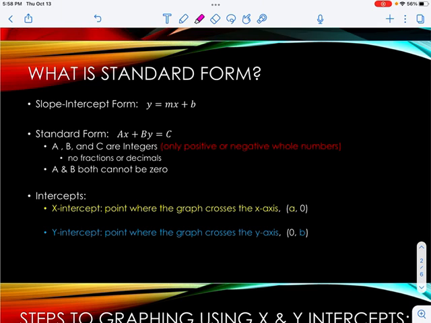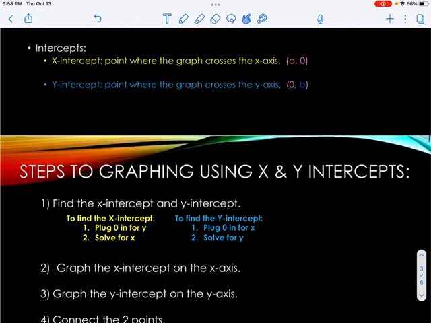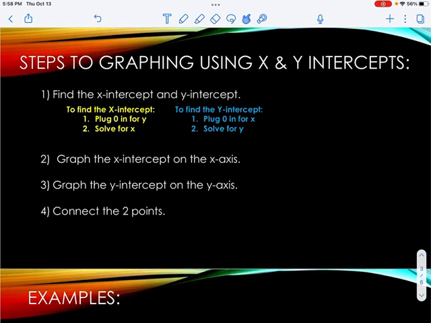Now, what I want you to pay close attention to is these ordered pairs. An x-intercept has an ordered pair of some number, comma, 0, because I'm not moving up or down any. I would only move along the x-axis, the horizontal axis. The y-intercept has an ordered pair of 0, comma, some number, because I'm not moving left or right, I'm only moving up and down on the y-axis. We are going to be using that concept when we solve and graph using x and y intercepts.